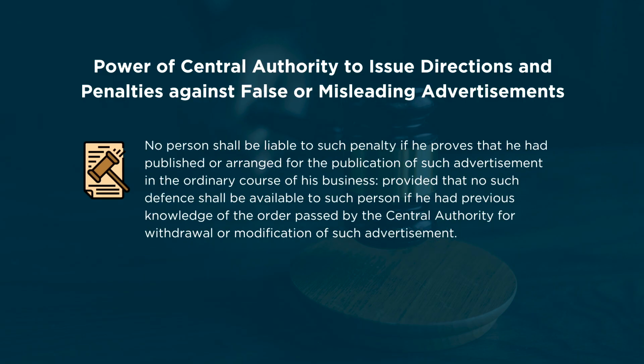No person shall be liable to such penalty if he proves that he had published or arranged for the publication of such advertisement in the ordinary course of his business, provided that no such defense shall be available to such person if he had previous knowledge of the order passed by the central authority for withdrawal or modification of such advertisements.